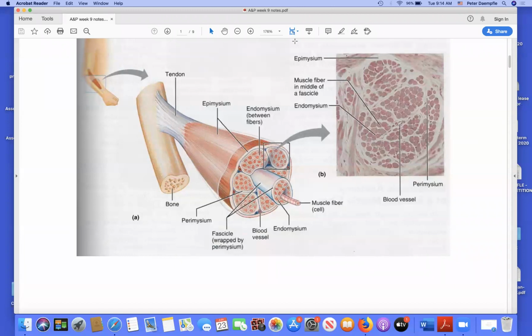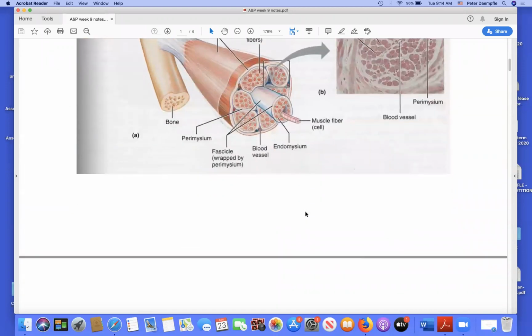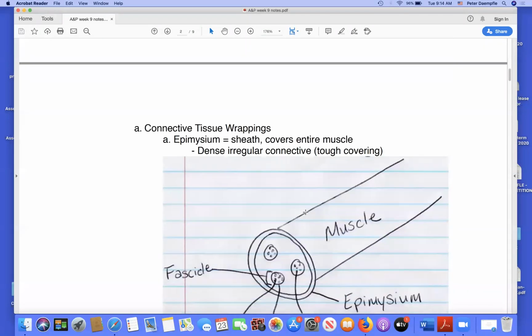I'll write that down in the chat room. Muscle fiber equals muscle cell, all right? I'm going to post that just so you see it. Muscle fiber equals muscle cell. So what are we going to do now? We're going to look at the muscle cell. What does the muscle cell look like?